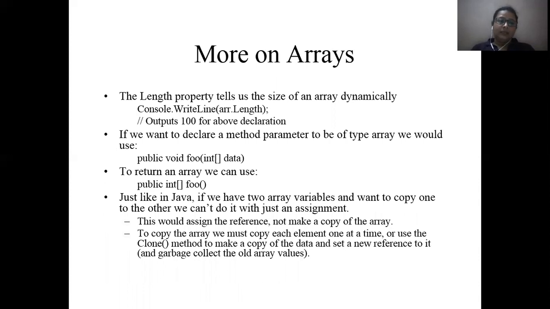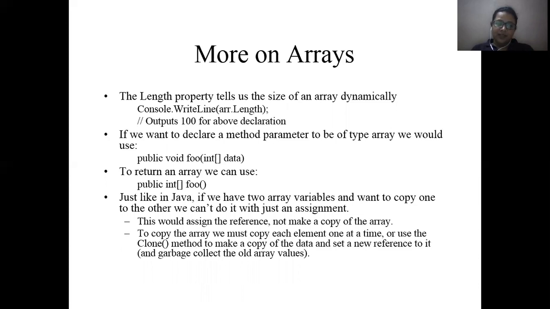More on arrays. The Length property tells us the size of an array dynamically. Console.WriteLine(arr.Length) outputs 100 for the above declaration. If we want to declare a method parameter to be of type array, we would use public void Foo(int[] data). To return an array, we use public int[] Foo().